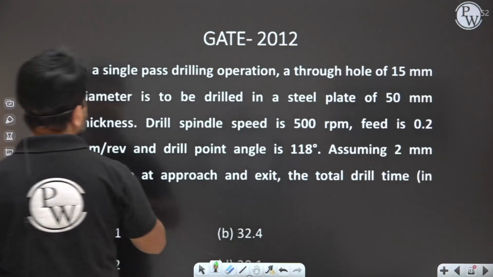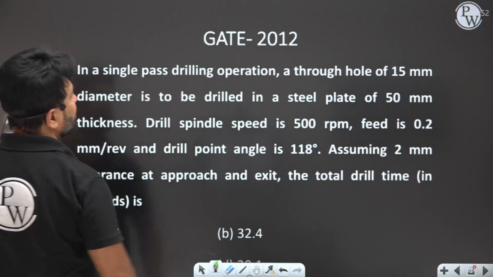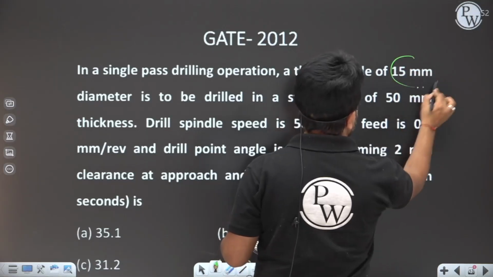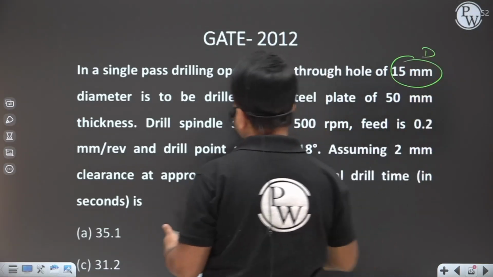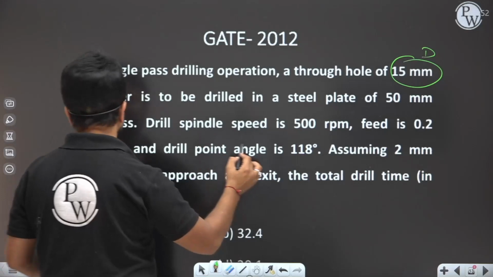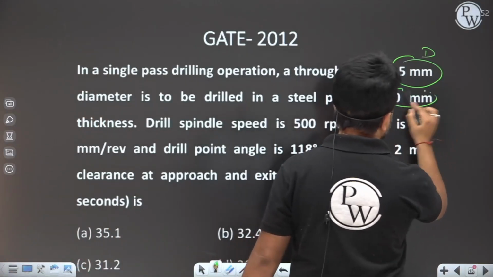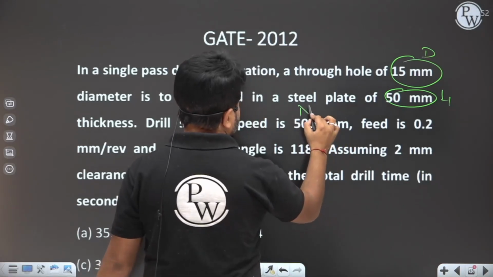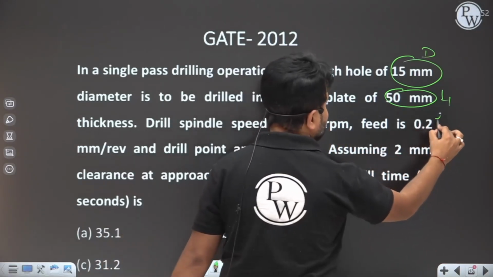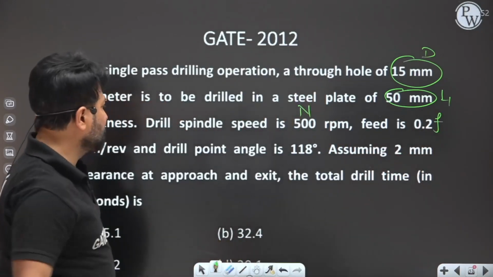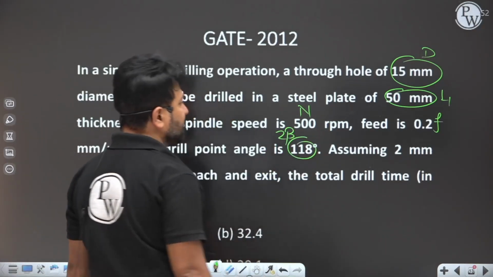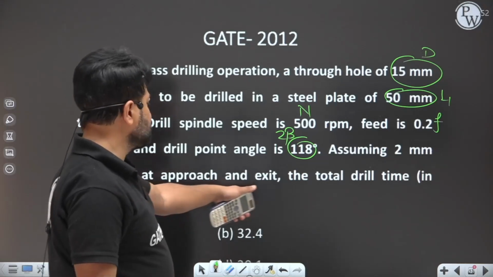Now the next question: in a single pass drilling operation, a through hole of 15 mm diameter, so diameter D is given. Drill in a steel plate of 50 mm thickness, that is L1. Drill spindle speed RPM, so N is given, feed F is given, and drill point angle 2 beta is given. Assume 2 mm clearance at approach and exit.